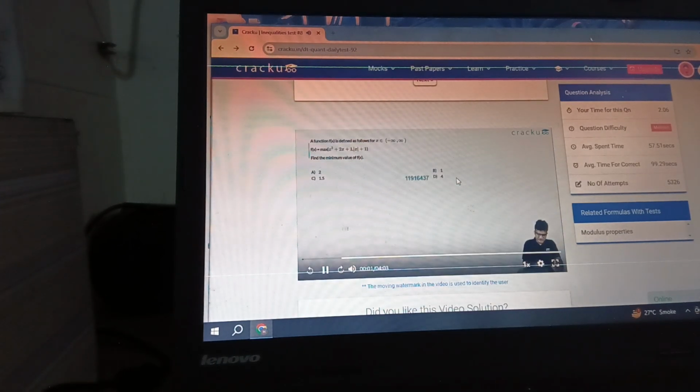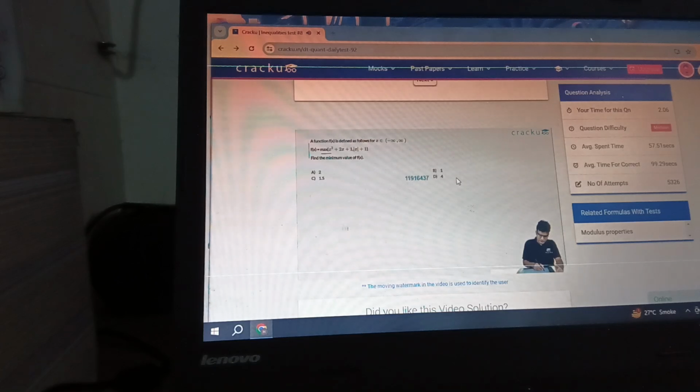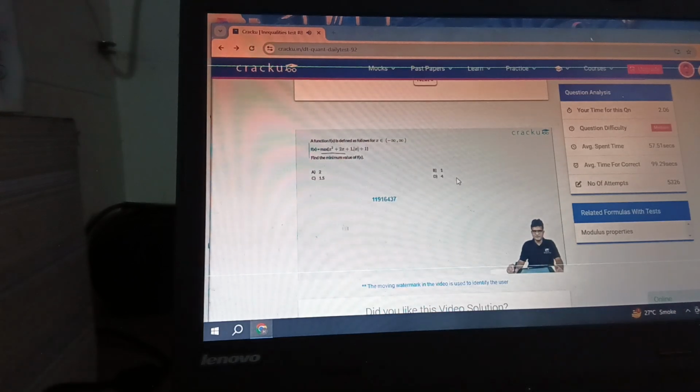In this question, we are given a function. We are told that f of x is equal to max of x square plus 2x plus 1 and modulus of x plus 1. So we have two functions. The first one is x square plus 2x plus 1, that is essentially equal to (x plus 1) whole square. And the second one is modulus of x plus 1. The value of f of x is the maximum of these two. And we are looking for the minimum value of f of x.